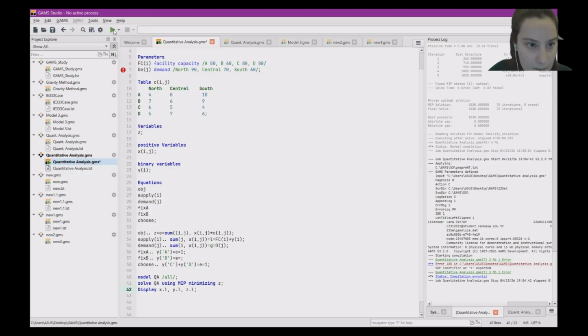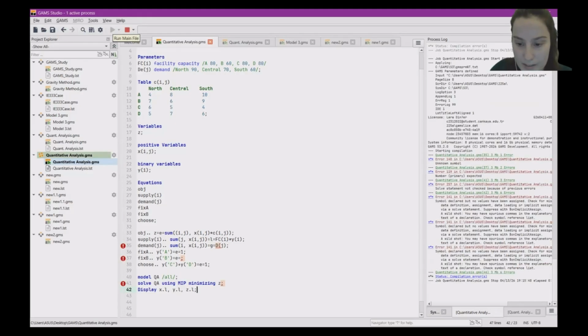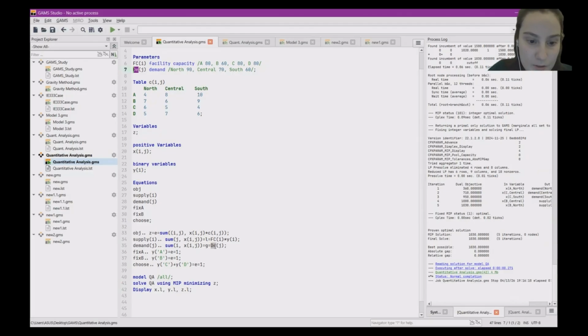Let's see if I have any mistakes. I do. I'm going to get back. Okay, so there were little mistakes. Maybe you already noticed, and you were like, why are you doing this? I forgot that I had changed D to DE here. So I changed that here also, and I forgot to equate this to 1. That's the only thing. So now we can look at our solution.